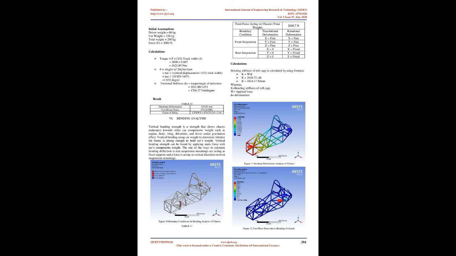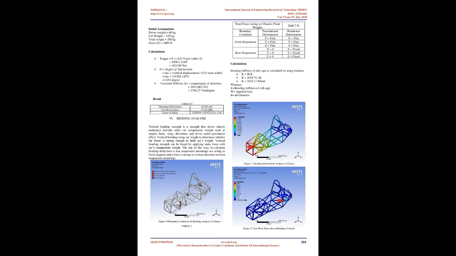Calculations. Bending stiffness of the roll cage is calculated by using the formula K equals W/D. K equals 2648.7/1.46. K equals 1814.17 N/mm. Whereas K equals bending stiffness of the roll cage, W equals applied force, D equals deformation.